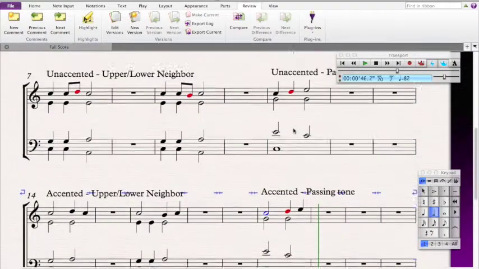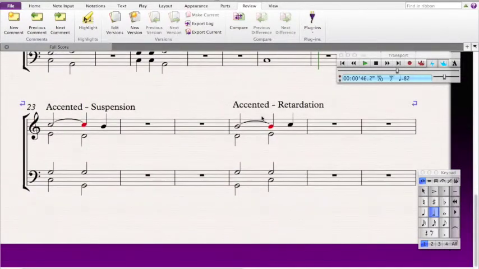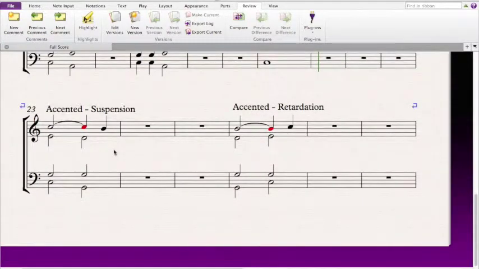Again, it sounds similar to the unaccented, except it's harder to miss the fact that we have a passing tone there. Our next accented non-chord tone is the suspension. A suspension is a non-chord tone that is held over from a previous chord tone that then falls by step to the next chord tone.